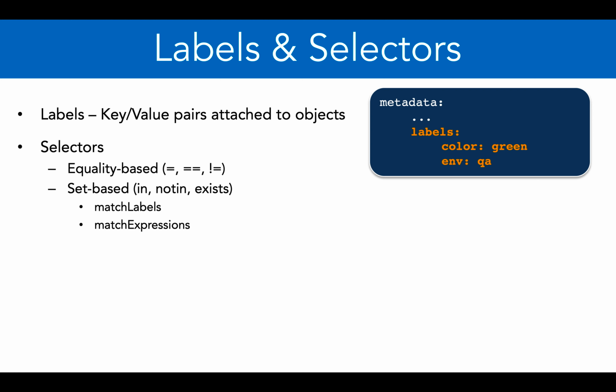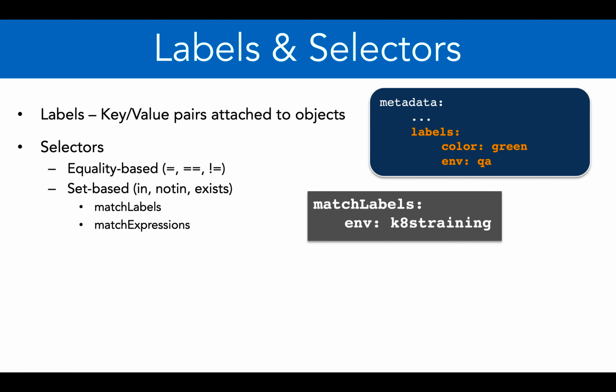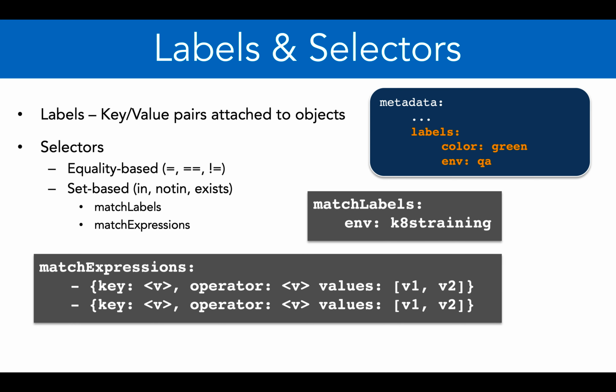I'll tell you what these two things are, but as of now you understand that we can select in various ways. The way match labels are implemented is something like this. You mention the match labels keyword and then the key of the label and the value of the label. So this env k8s training should be a label of any one of the objects. And match expressions are something like this. These are the two syntaxes which I'm showing you.